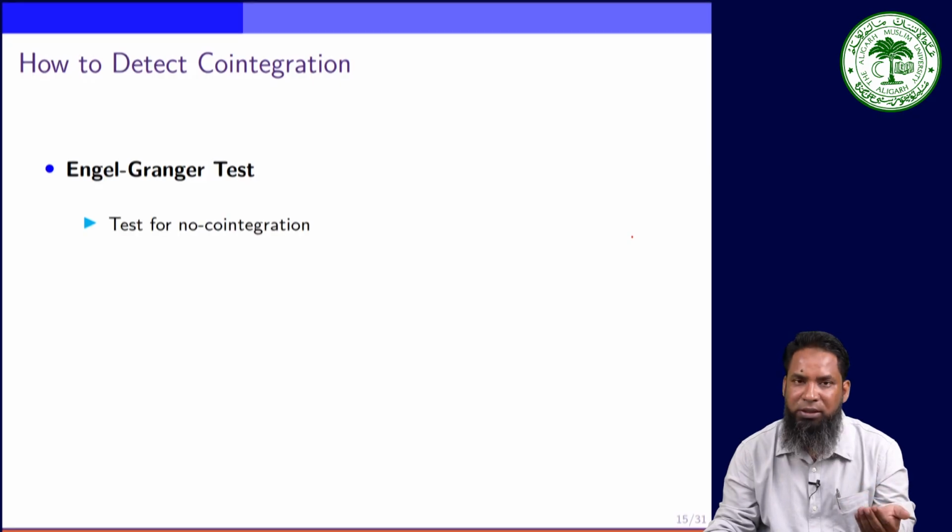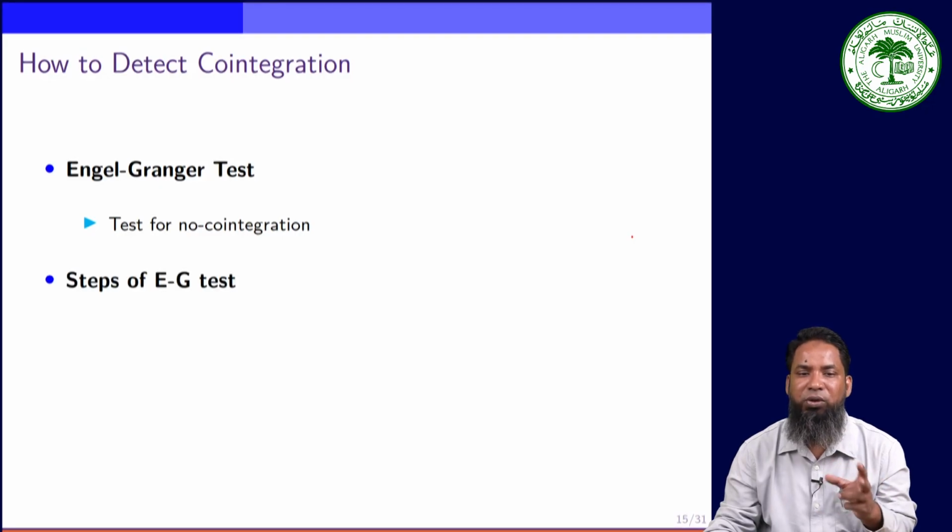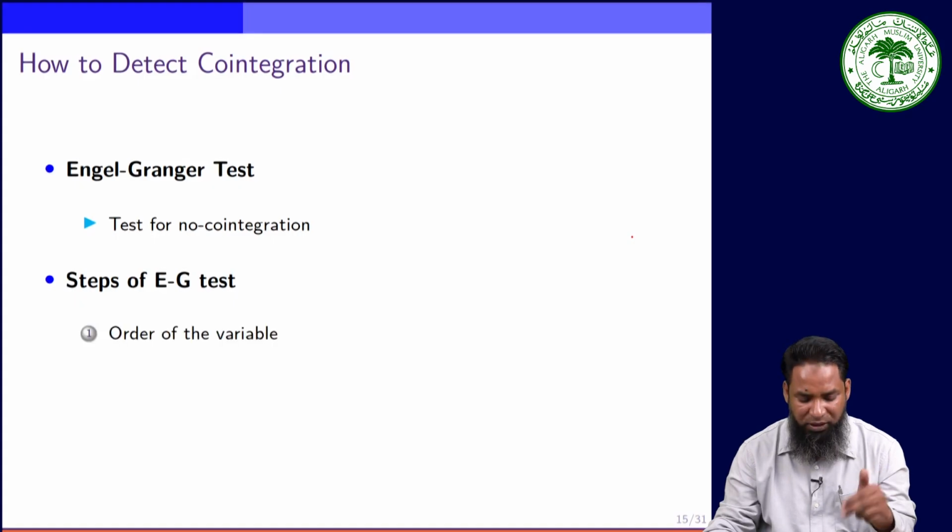So what is the Engle-Granger test? The test is basically for no cointegration, so the null hypothesis is that there is no cointegration. There are two steps, what we call the two-step Engle-Granger test. In the first step, we make the order of the variables. We have the two variables xt and yt, and we have to decide which one is dependent and which one is independent.